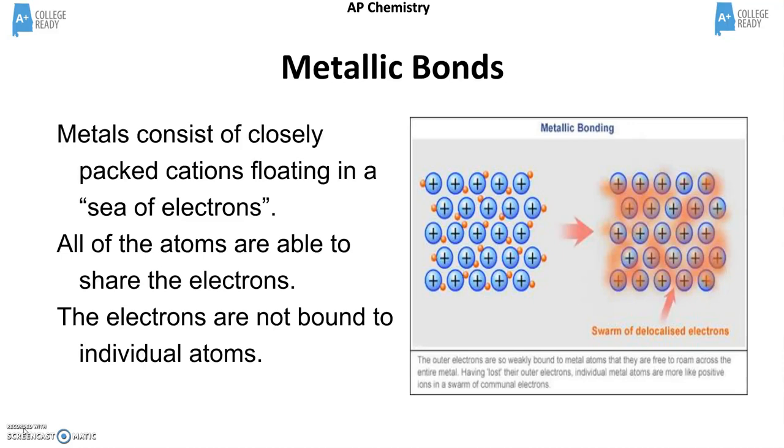Metallic bonds, again, notice the diagram. Basically, it's floating packed cations in the sea of electrons. So they just kind of swarm around, they delocalize. They really don't have a stable structure as much as an ionic bond. Even though they appear solid, obviously, metals, for example, gold, have a low melting point, much lower than salt. So they're not bound to any one individual atom.